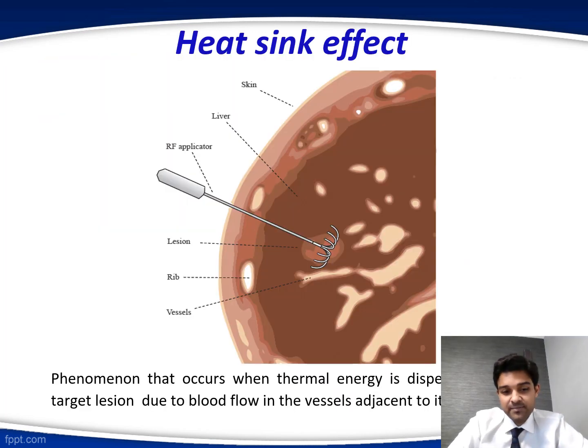What is the heat sink effect? This is a phenomenon that occurs when the thermal energy which is applied through the RF applicator gets dispersed from the target lesion due to the blood flow in a vessel adjacent to the target lesion. So if there is a vessel nearby the target lesion, as the heat is applied, the heat disperses from that target into the blood vessel. As the blood flows, it takes the heat along with it. So this heat sink effect diminishes the effect of the ablation, which is not a factor, it is attenuated, in microwave ablation.